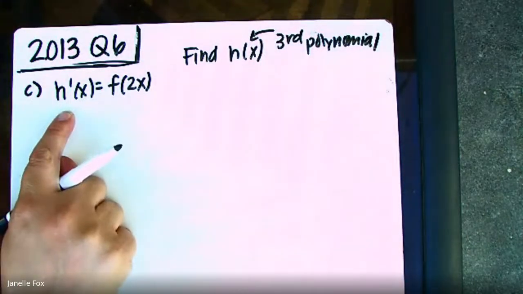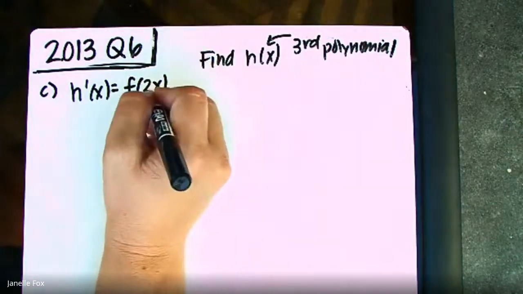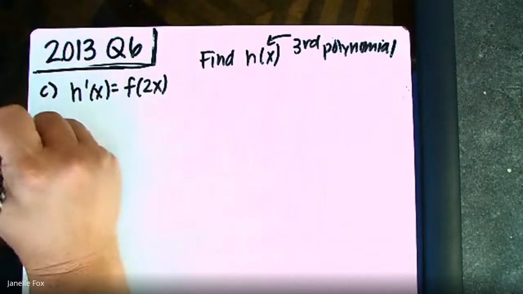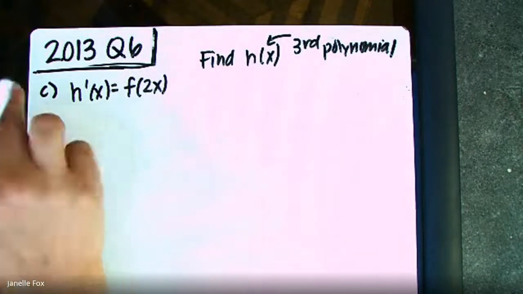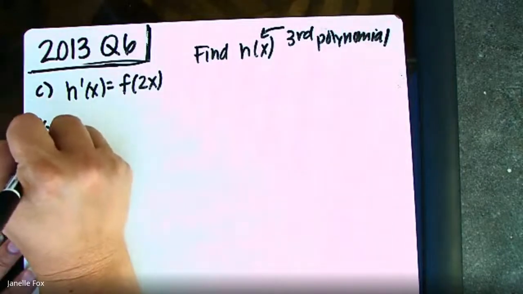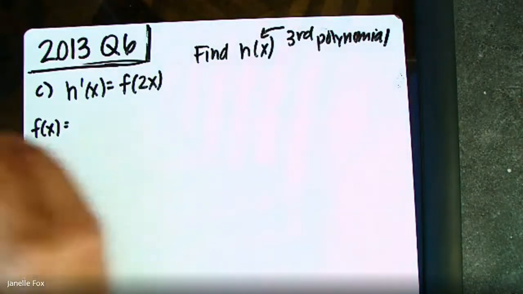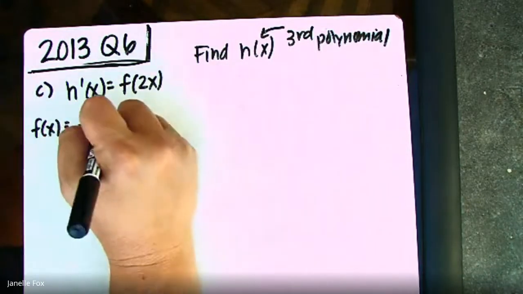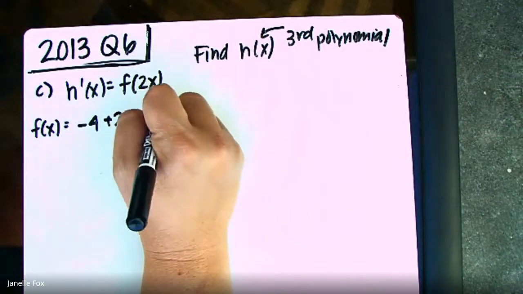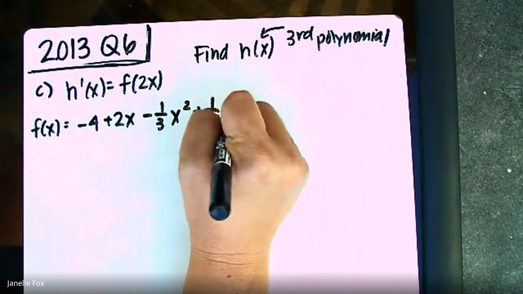So one of the things we learned about Taylor series is that you can do a composite function. So this is saying we're doing f of 2x. So I'm going to rewrite what f of x was, not f prime of x, just f of x. I'm going to write out a couple of terms of f of x. From the part we just did, it's negative 4 plus 2 times x, and then minus 1/3 x squared, and then plus 1/18 x cubed.